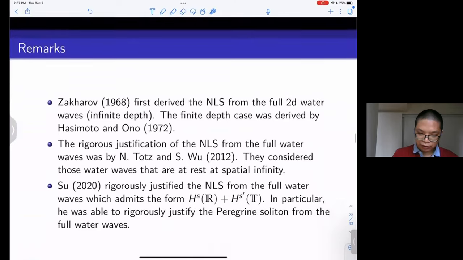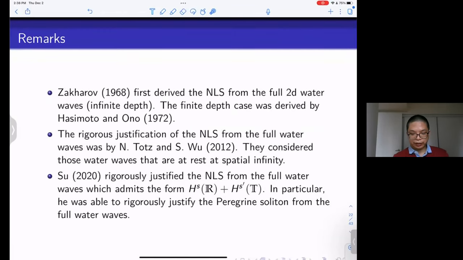Right. So for the modulational approximation, I have some comments. Zakharov first derived NLS from the 2D water wave formally for infinite depth. Also for finite depth, it was derived by Hashimoto and Ono. For infinite depth, this in 2D was rigorously justified by Totz and Wu. But the case they justify is the water wave with initial data in some Sobolev spaces, and they are at rest at spatial infinity.